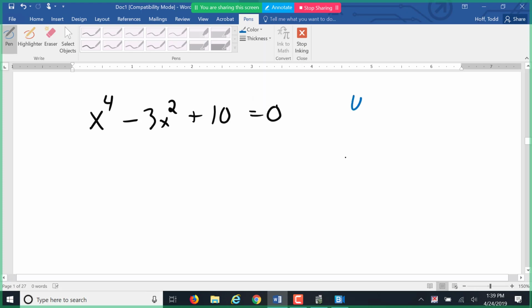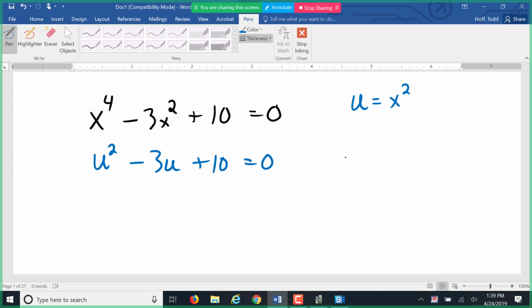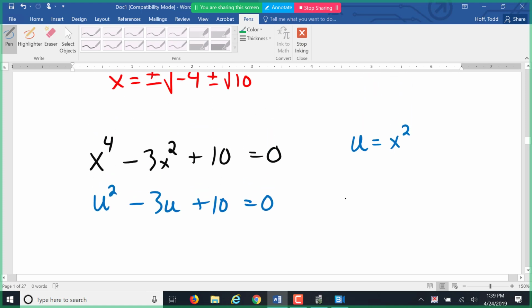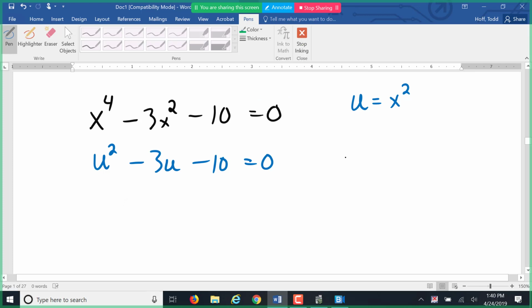Let's look at this one. So again, we're going to let u equal x squared. So this becomes u squared minus 3u plus 10 equals 0. Oops, I screwed up. This should be minus 10, not plus 10. So now, you could actually factor this, by the way. This does factor into u minus 5, u plus 2. And you could solve it from there. Let's go ahead and use our quadratic equation. If at any point you do see that these equations can be factored, please feel free to factor them. You don't have to go through the quadratic equation.